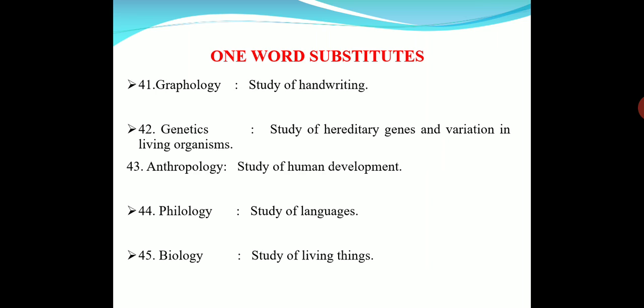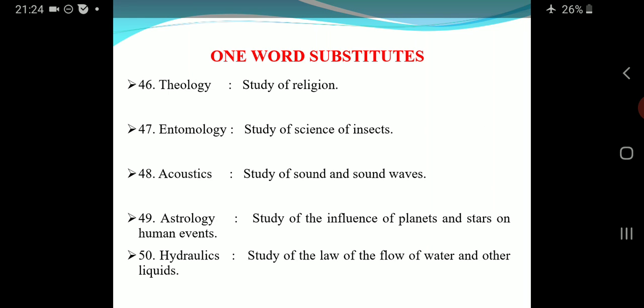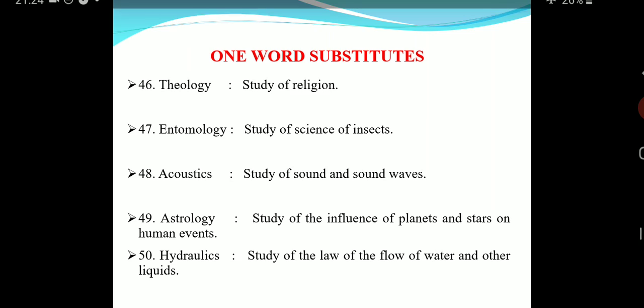Philology. Philology is the study of languages. Biology. What is biology? Biology is the study of living things. Biology includes botany and zoology, both plants as well as animals. Next, theology. Theology is the study of religion. And entomology. Entomology is the study of insects.